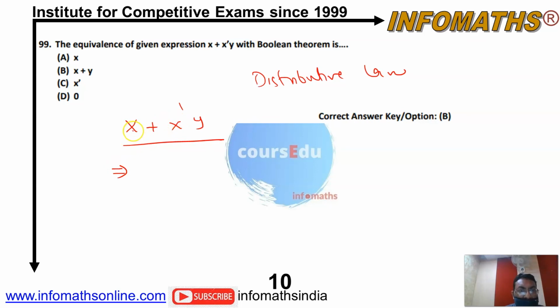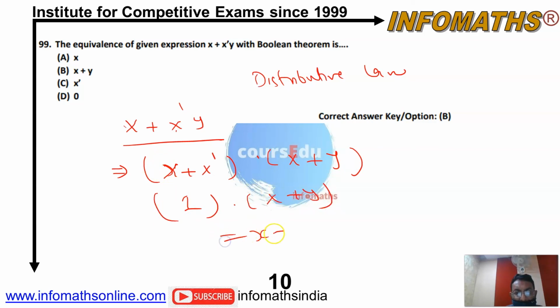So the first term, x will go with x and with x dash: A plus B into A plus C. So this will become the complement rule, and that is x plus y. It will remain the same. The answer is option B.